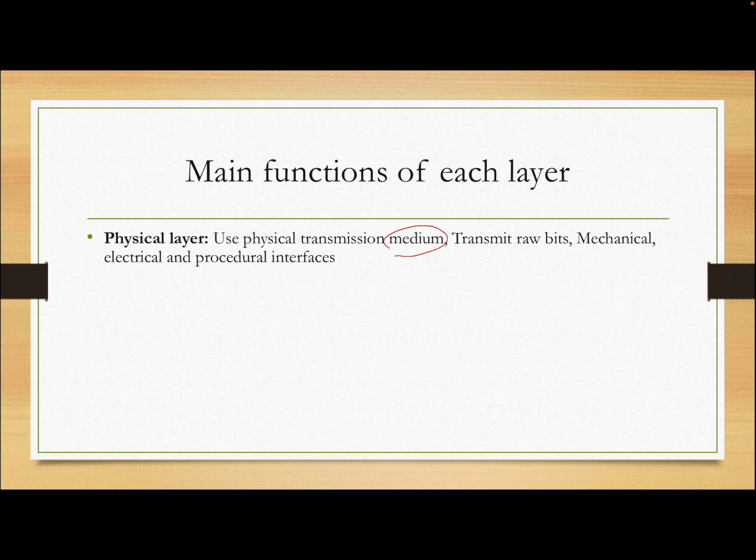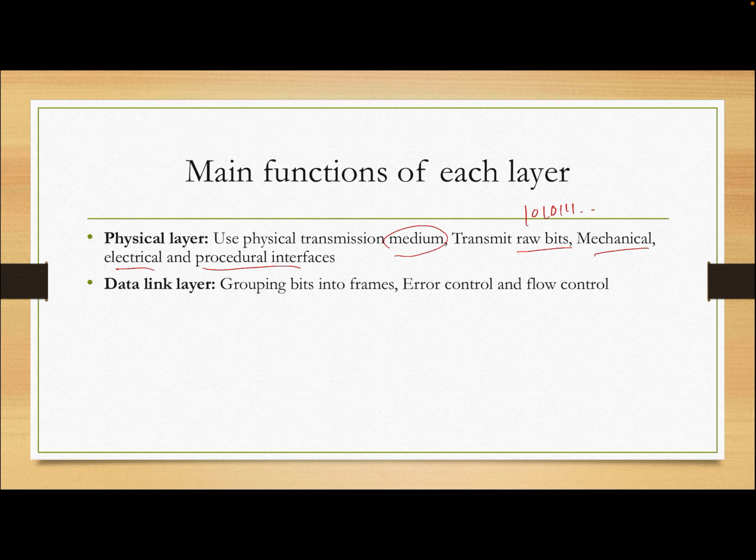What are the main functions of the layers? The physical layer uses a medium, air or fiber optics or wire, coaxial cables, to transmit raw bits, which are 0s and 1s like this. Not in frames or packets, not in a group of bits, just raw bits. We have physical, electrical, and procedural interfaces in terms of how many volts we are using and what the procedure is, send this first, something like that.